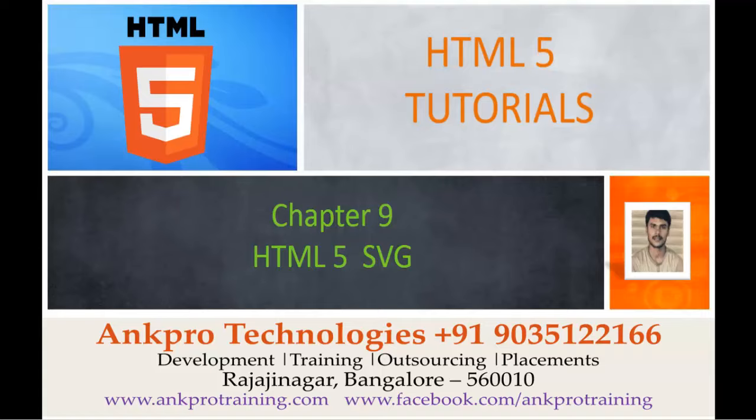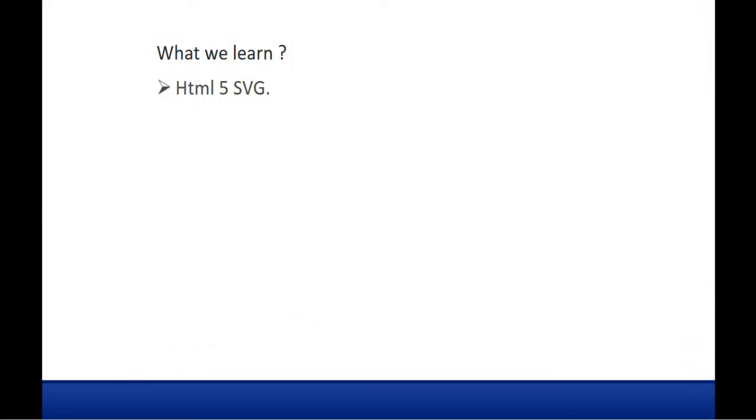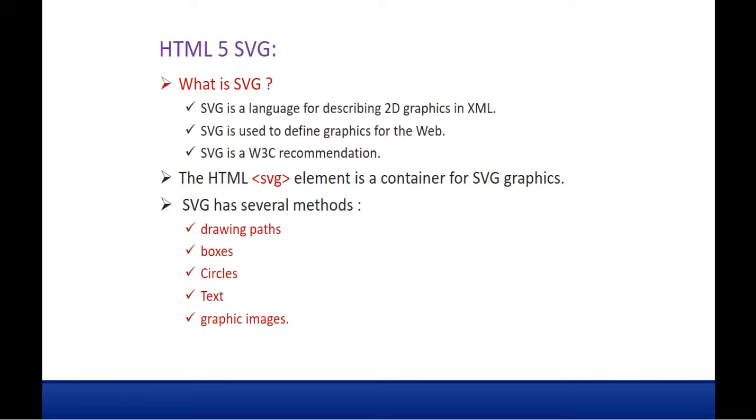My name is Harish. In this session, we are going to learn about the HTML5 SVG element. So what is SVG? SVG is a language for describing 2D graphics in XML. SVG is used to define graphics for the web. SVG is a W3C recommendation, and the HTML SVG element is a container for SVG graphics. SVG has several methods for drawing paths, boxes, circles, text, and graphic images.